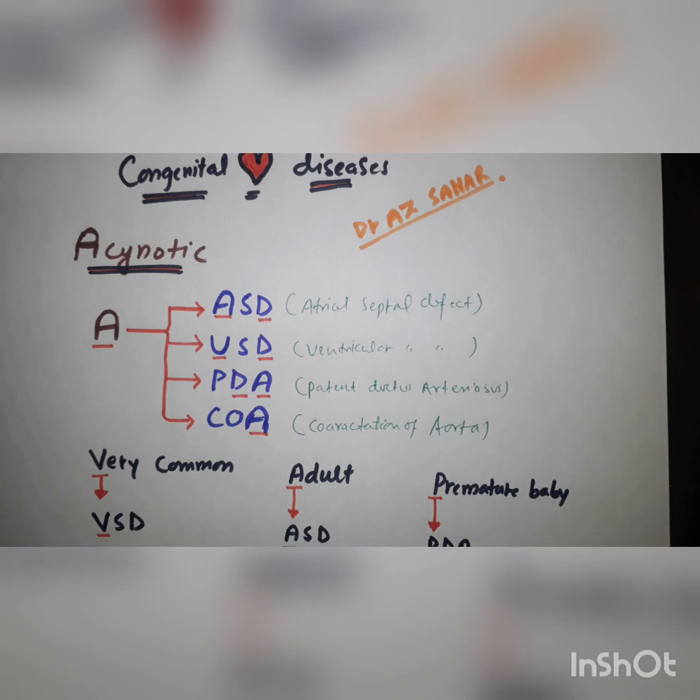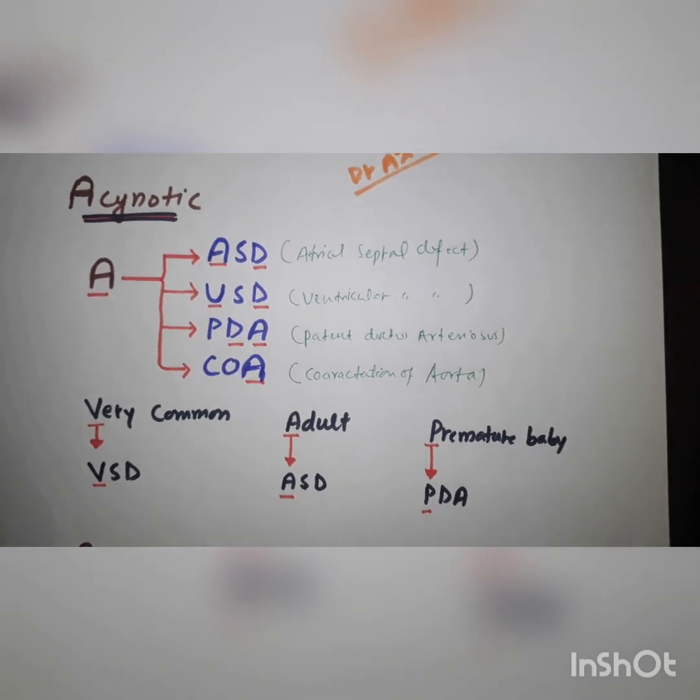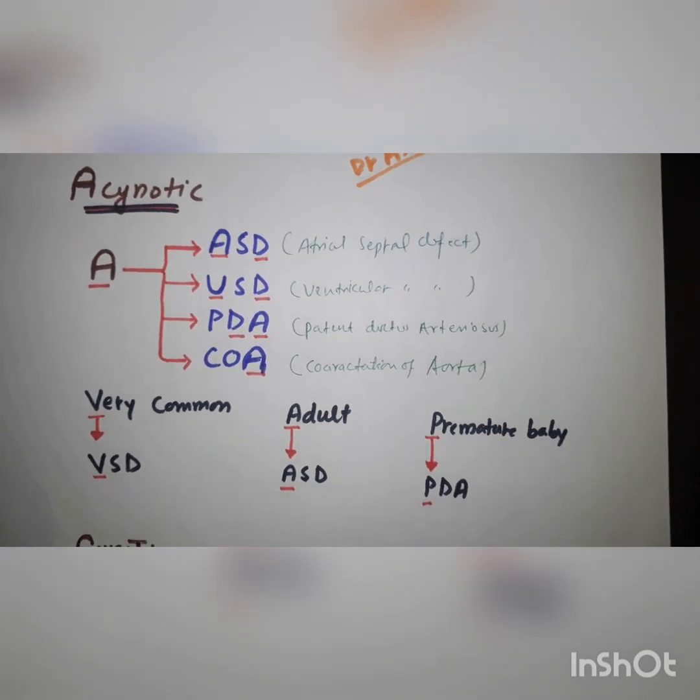Now, which one of the following is the most common or very common acyanotic congenital heart disease? That is ventricular septal defect. So how do we remember? If you see very common, it starts with V, so this V is for ventricular septal defect. Which of the following is the most common acyanotic congenital heart disease?